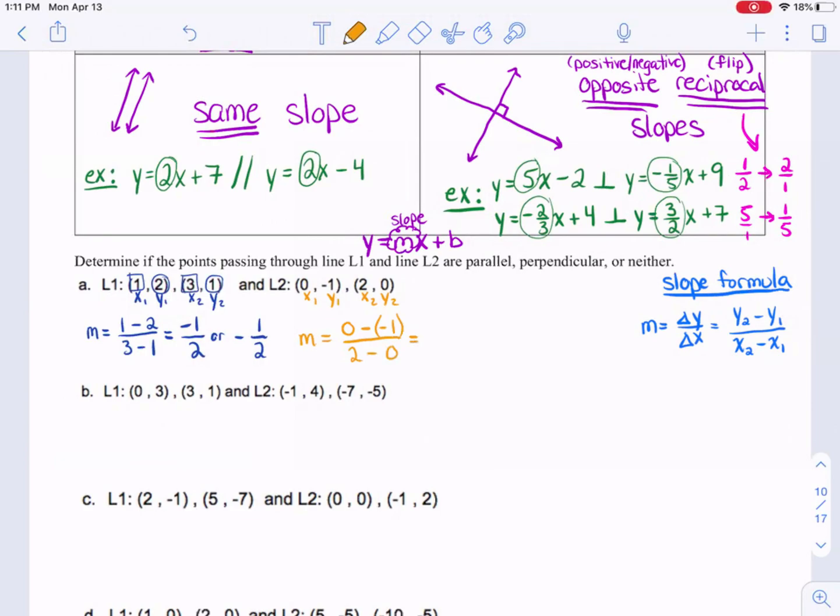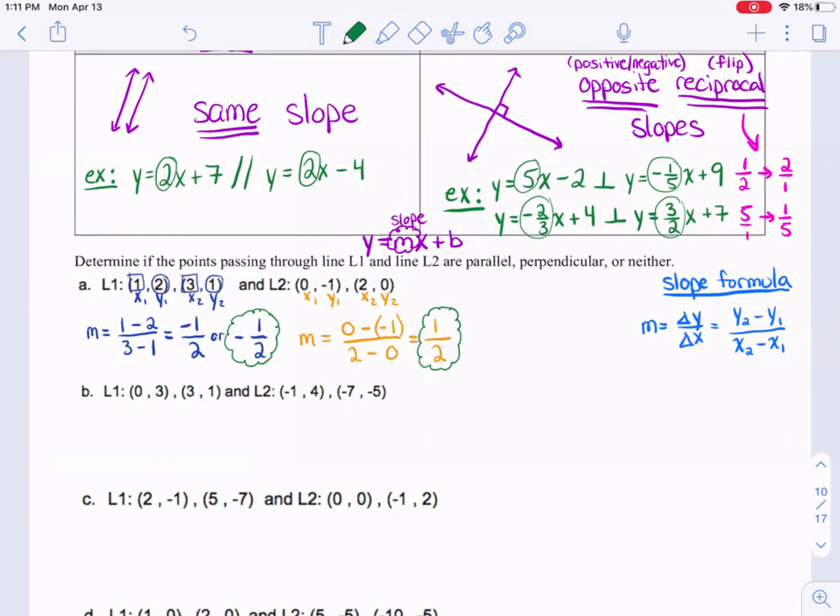So if you're going to rely on your brain to calculate this, you would really be saying 0 plus 1 is 1, over 2 take away nothing is 2. And that's the slope for the second pair of points. So let's compare these slopes. One is negative and one is positive. So they're not the same slopes. So they're not parallel lines.